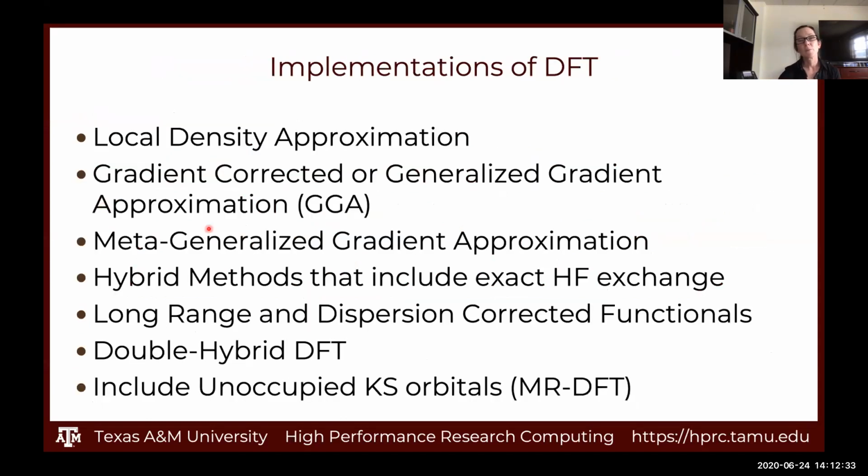So there's a number of different implementations of density functional theory. There's the local density approximation, the gradient corrected or generalized gradient approximation, otherwise known as GGA. There's something called meta-generalized gradient approximation, hybrid methods, long range and dispersion corrected functionals, double hybrid DFT, and what we'd really love to see is including the unoccupied, which would be multi-reference DFT. So we're going to cover what all of these mean for its implementation.